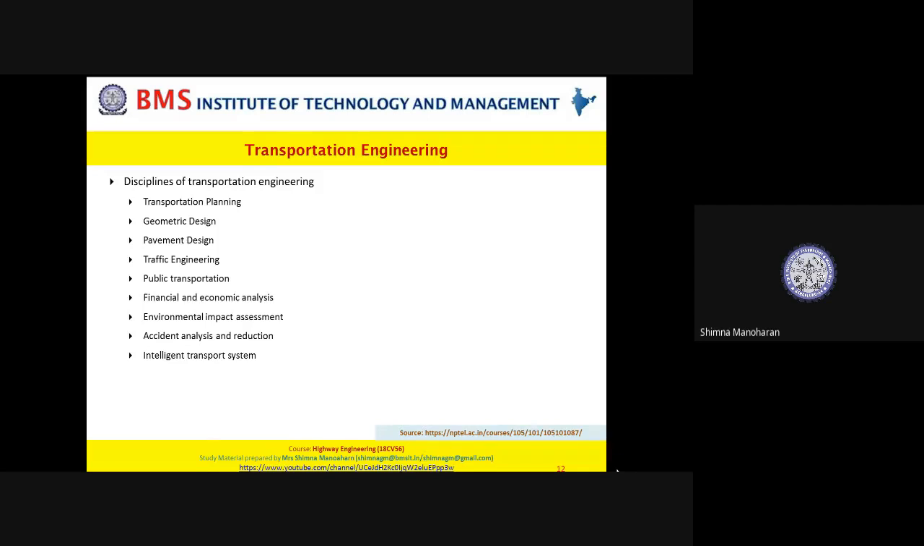So this is usually done with the help of state-of-the-art technology. So these are the different disciplines of transportation engineering. I hope you have understood. You have transportation planning, geometric design, pavement design, traffic engineering, public transport, financial economic analysis, environmental impact assessment, accident analysis and prediction, and then intelligent transport system. So anyone who is interested to pursue a career in transportation engineering can look into these eight disciplines and then choose in which sector you want to be in.